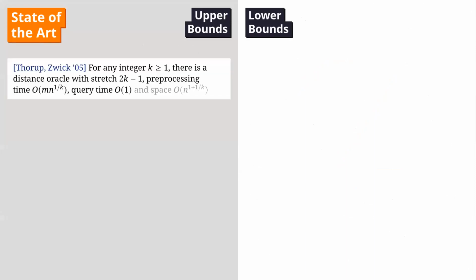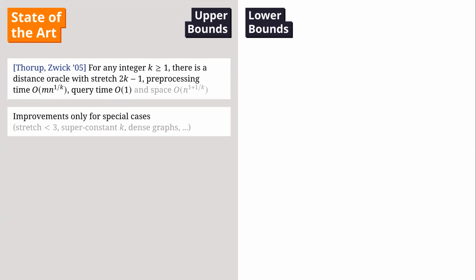Okay, so what's the state of the art? On the left, I'm going to show you the upper bounds which are known, on the right, the lower bounds. In terms of the upper bounds, there is this one amazing result from almost 20 years back by Thorup and Zwick, who proved that there is a whole family of distance oracles. Specifically, for any integer k, there is a distance oracle with stretch 2k minus 1, pre-processing time of order m times n to the 1 over k, and constant query time. These running times are actually very natural. And it seemed tough to improve upon this.